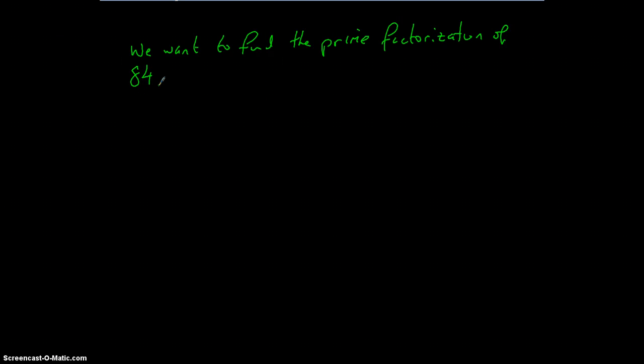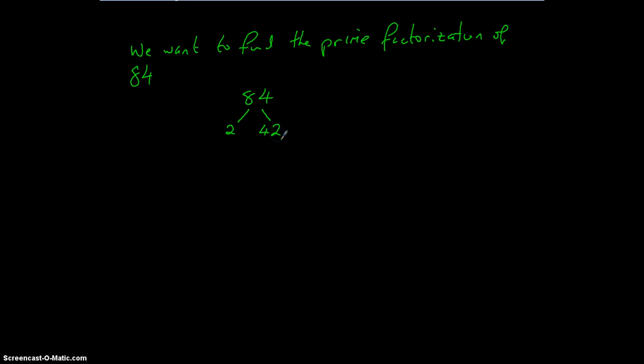Okay, we want to find the prime factorization of 84. We're going to use the prime factor tree. The first thing we do is find the smallest prime number that goes into 84, and that is 2. How many times does it go into 84?